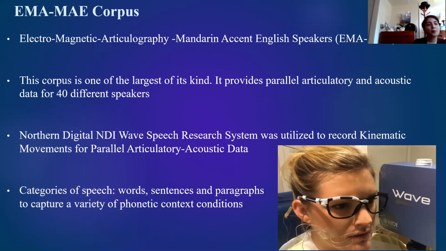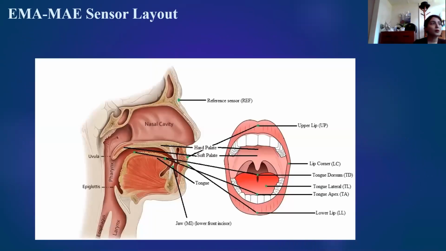Articulatory data from the EMA-MAE were collected on a Northern Digital Incorporated Wave speech research system with 5 degrees of freedom sensors at a 400 Hz sampling rate. To record the articulatory data, sensors in the mid-sagittal plane collect information about the jaw, lower lip, upper lip, tongue body, and tongue tip. Moreover, 2 lateral direction sensors were also included, one at the right corner of the mouth and one at the right central midpoint of the tongue body.